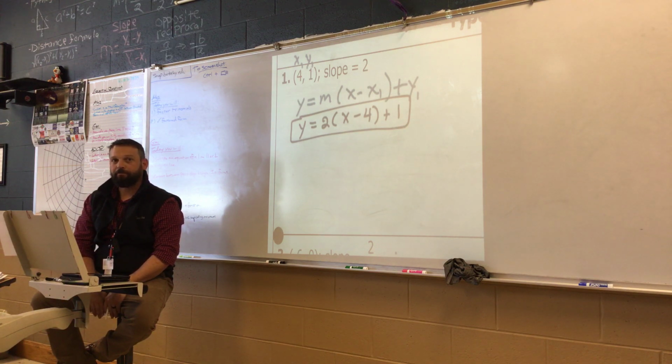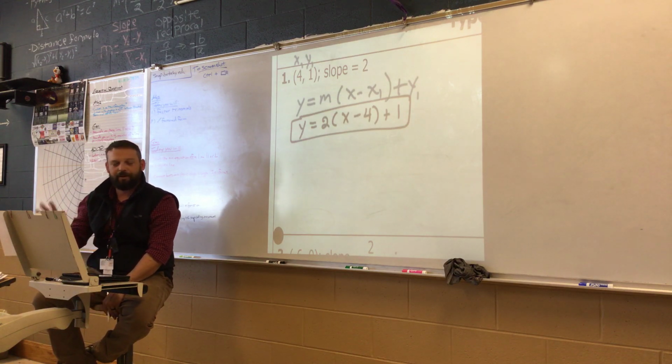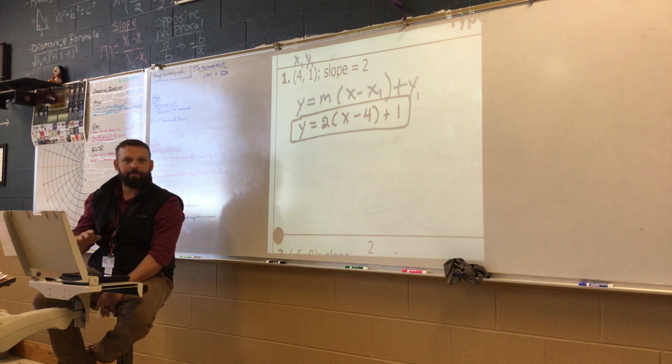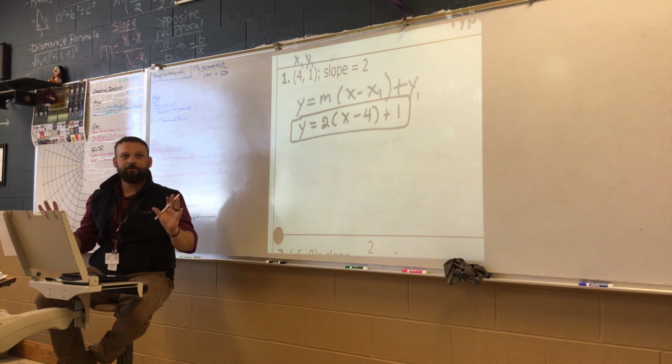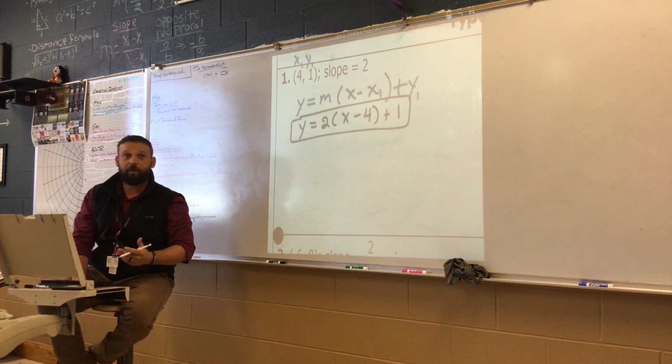Now I can convert it to slope intercept form from here, but I'll build up to that later. But right now, that's all I want you to do. So that's all I just solved this. You just wrote the equation for that line.